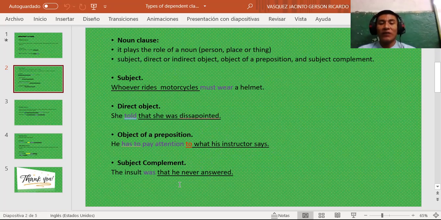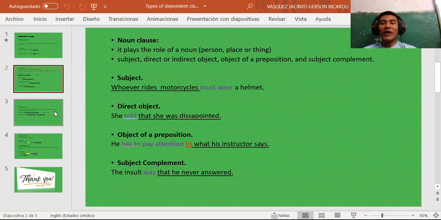And then we have one as a subject complement. In this case, we have: the insult was that he never answered. If you read just "the insult was," we have the subject and the verb, but we don't have any complement. The sentence doesn't make any sense if you read just "the insult was." We need that he never answered to have a complete sense of the sentence.